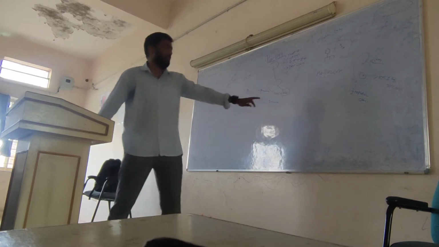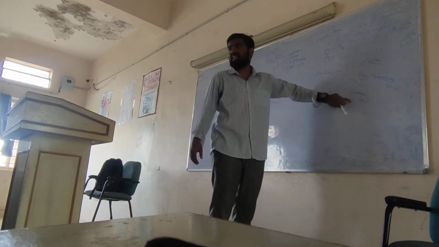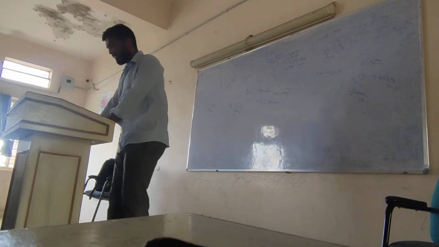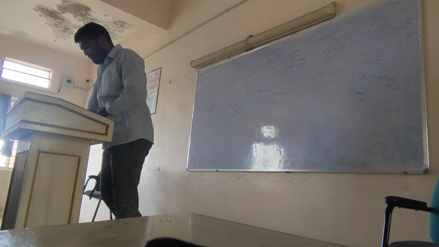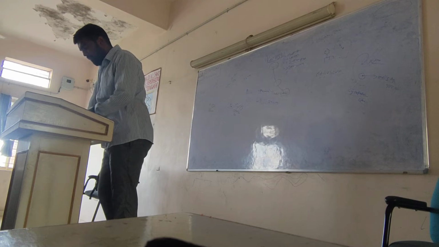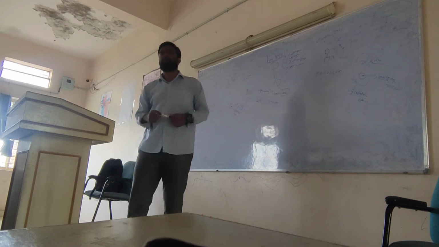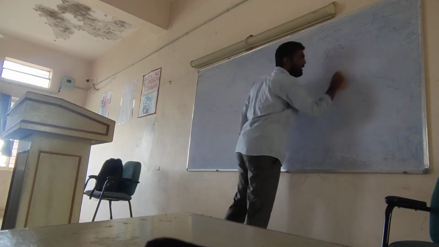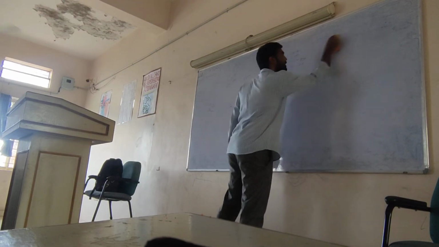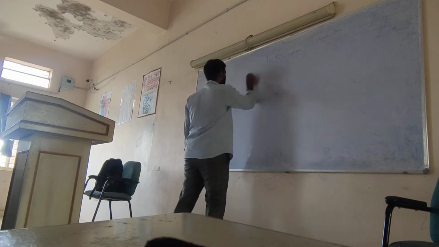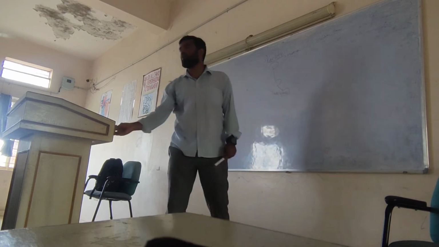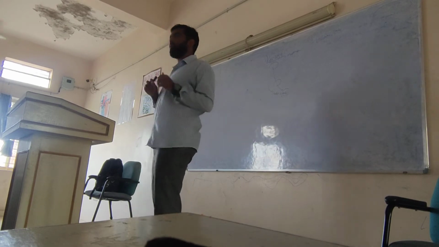Write down owl's eye appearance, which is seen in cytomegalovirus. So this is all about inclusion bodies. Now we'll go to the laboratory diagnosis of virus.